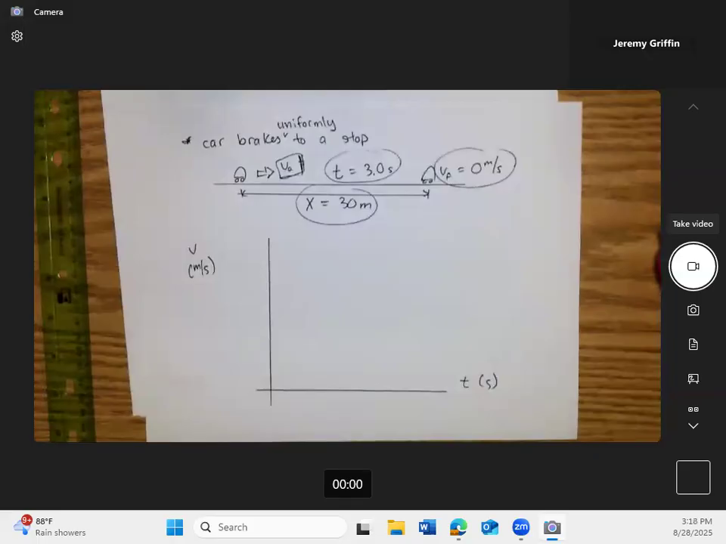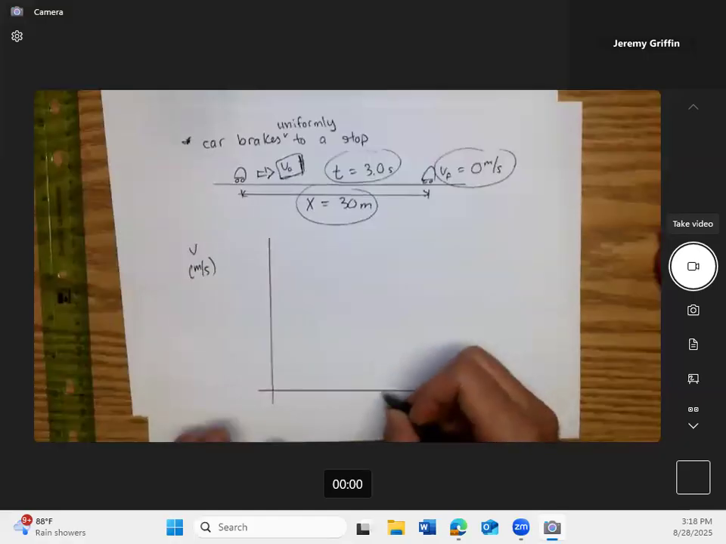Maybe you can reason it out. What would that look like if you're braking to a stop? I don't think we've done this graph yet, so you have to use some creativity here. Because if you're braking to a stop, do you have some velocity at the beginning of the time interval? Yeah, because the car's in motion. But at the end of the time interval, how fast is the car going? 0. That might be a hint as to one point on this graph.